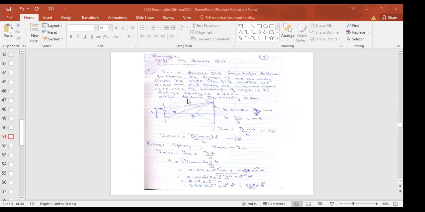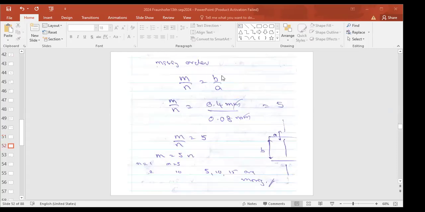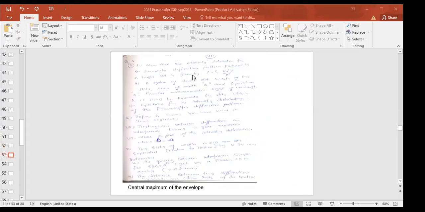Always we ask to deduce the missing order. So you have to remember how to get that missing order. Very simple, b over a. This is the one, b over a. b means the slit separation and a is the slit width. So if you know at least this equation, you can get half marks. So this m is equal to 5, that means 5, 10, 15, like that, they are missing. So do all these things.